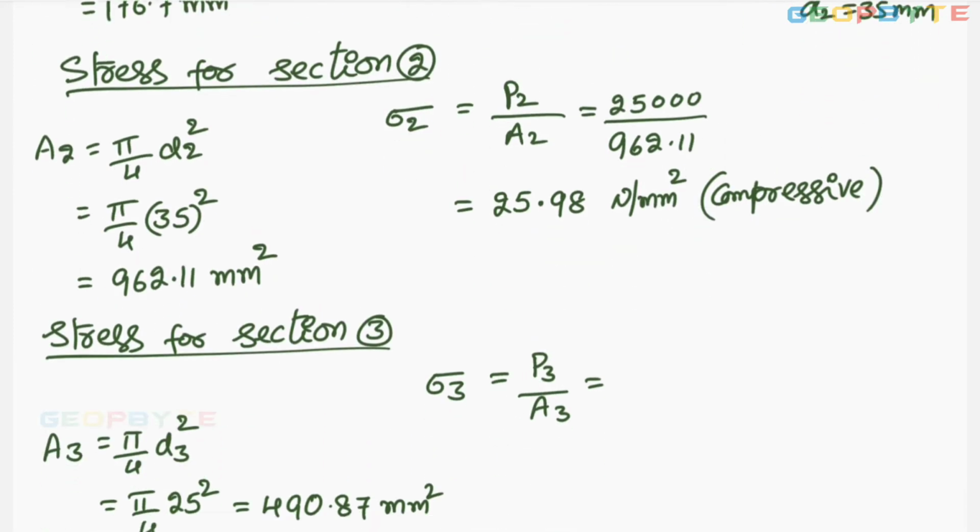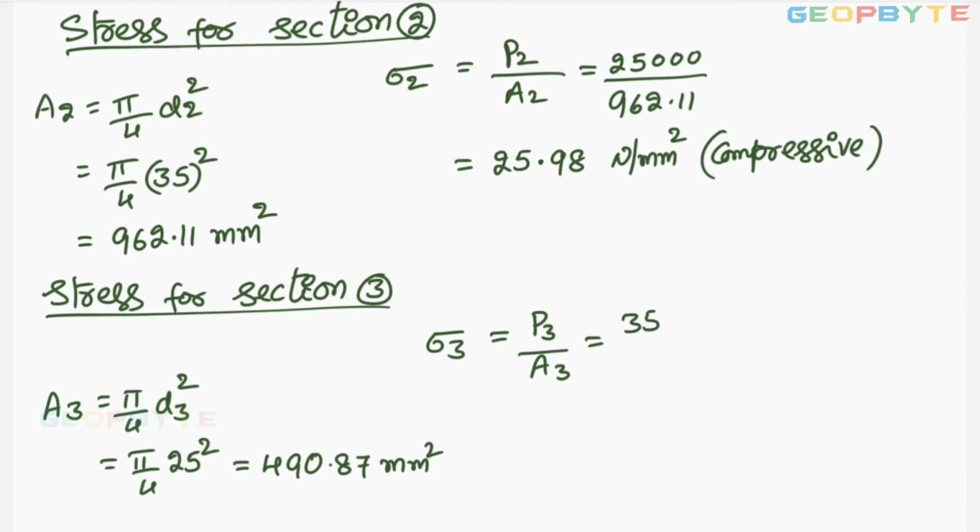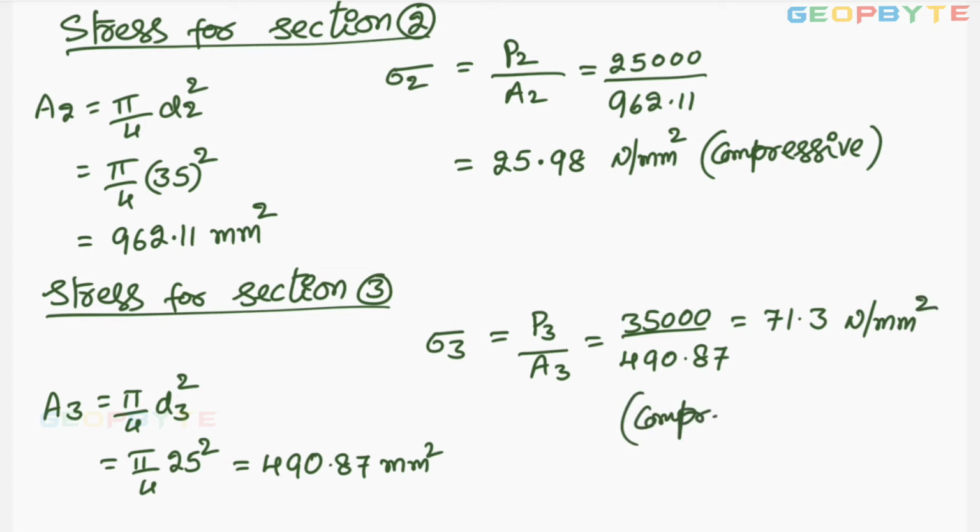Then stress in the section 3, load for the section 3, P3 35,000. It is also compressive. 35,000 divided by 490.87. Simplify this value for getting the value is around 71.3 Newton per mm square. It is also compressive stress. Section 1 is subjected to tensile stress. Section 2 and section 3 are subjected to compressive stress. That is about the second problem.